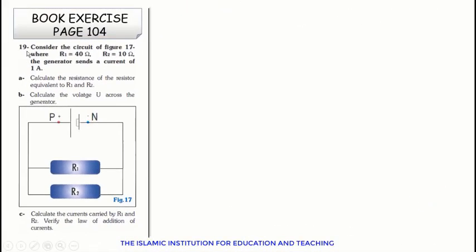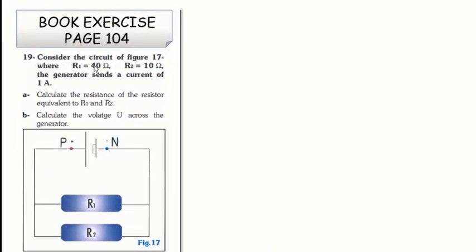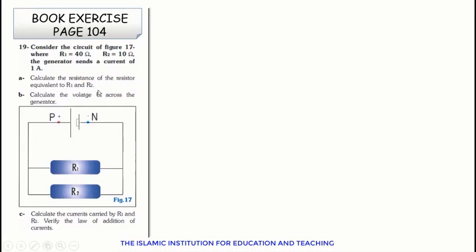Now let's move to solve exercise 19. Consider the circuit of figure 17, where R1 equals 40 ohms, R2 equals 10 ohms. The generator sends a current of 1 ampere. Part A. Calculate the resistance of the resistor equivalent to R1 and R2.